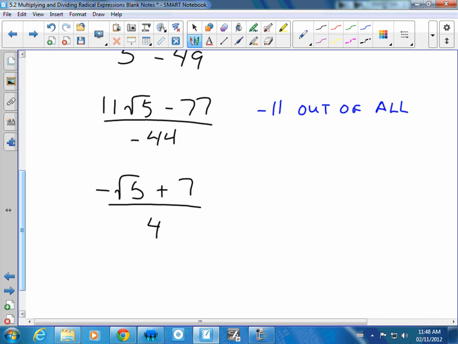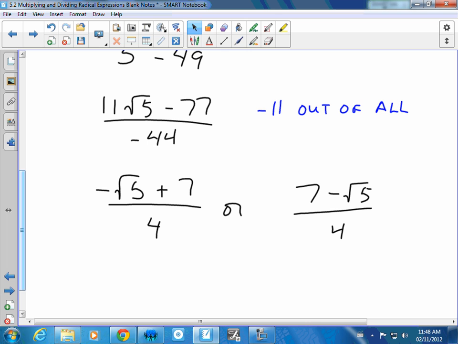Now, you could write that one way, or could you write it a different way? What's the other way? Or, what if you didn't like the negative at the front? 7 minus root of 5 over top of 4. Is either way correct? Yeah. Does it matter to me? No. Don't we need to put negative 11 outside those? No, we divide everything by negative 11. Right? You divide negative 11 out of there, negative 11 out of there, negative 11 out of there. So we're not actually taking out, we're just reducing it, right?